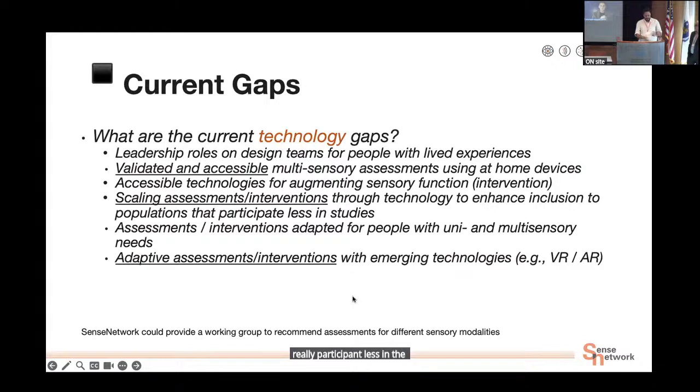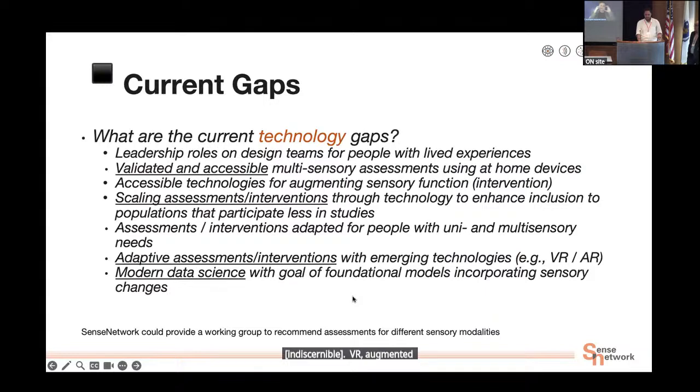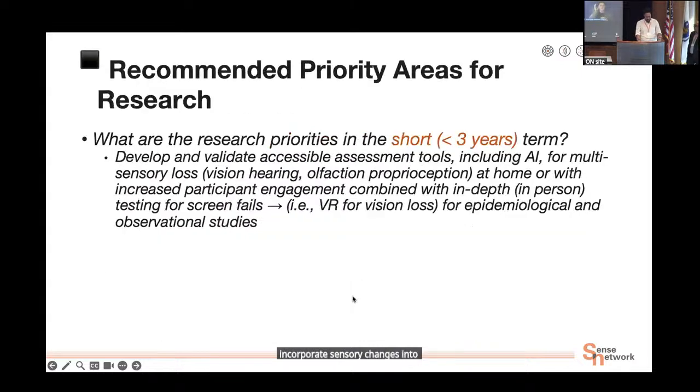And having assessments or interventions adapted for people with unisensory and multisensory needs, and having adaptive assessments with emerging technologies. You can think VR, augmented reality, AI, etc. And then really leveraging modern data science with the goal of creating these foundational models that incorporate sensory changes into our aging. And with that, we'll hear Albert discuss the priorities.